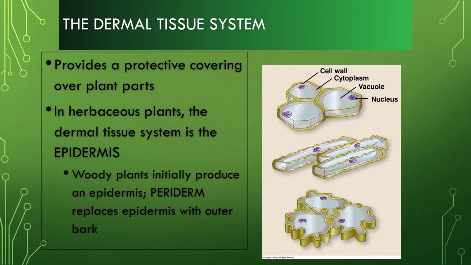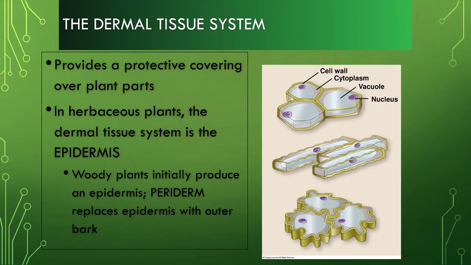All right, dermal tissue, the next type of tissue. Dermal tissue is there to provide a protective covering over plant parts. Now that term might sound similar to us. We have dermal tissue, which also provides a protective covering over us. So you can make some connections with things that you're more familiar with, and that might help you remember.